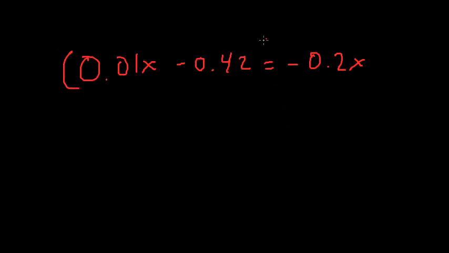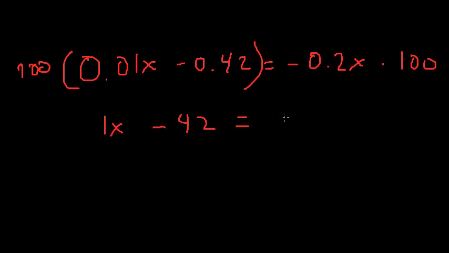So here, multiplying both sides by 100. I'll do that to the right side as well. So anything I do to one side, I have to do to the other. And I have here 100 times 0.01x is 1x, and minus 42 equals here negative 0.2 times 100 is a negative 20x. Now I'll solve this.